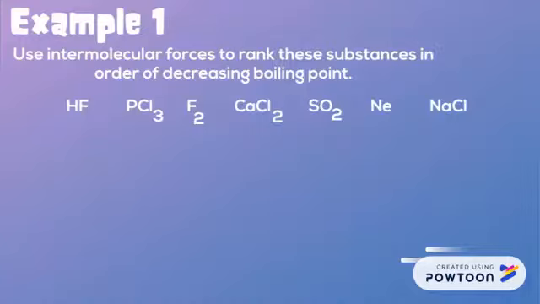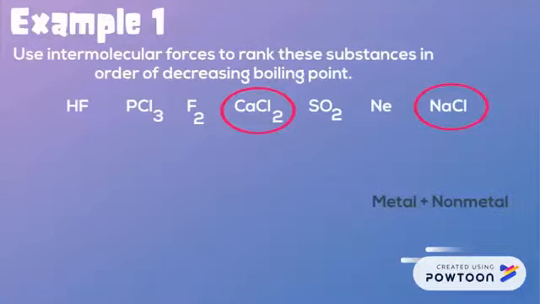Let's identify our ionic compounds first. We're looking for a metal bonded to a nonmetal. There are two of them, calcium chloride and sodium chloride. Between these two, which has the stronger forces? We want to look at their charges. Calcium is a +2, while sodium is a +1, making calcium chloride the strongest bond.